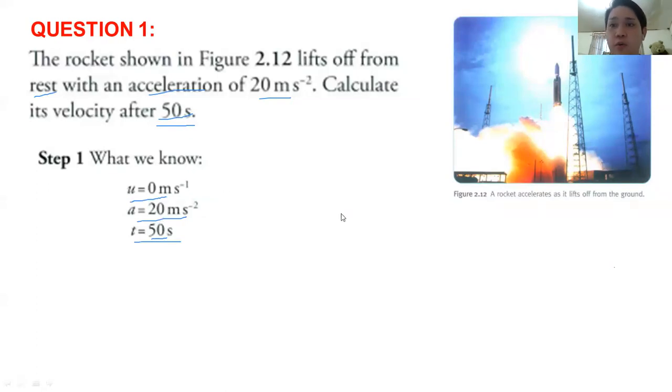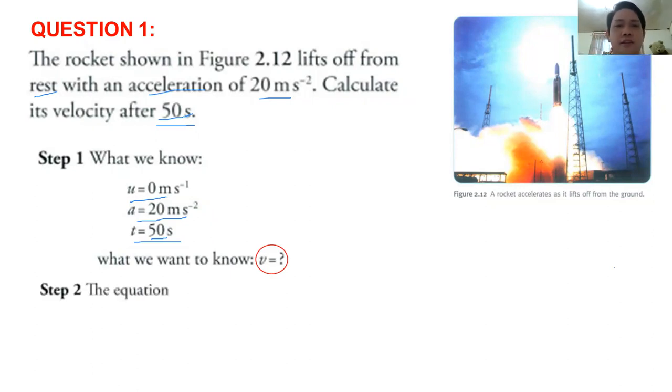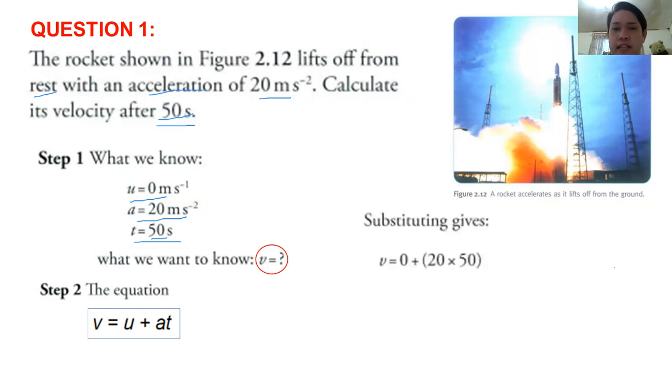Next, we should also consider what we want to know. What we want to know based on the given problem is the final velocity, so v is question mark. Now to solve, we will follow the formula, equation 1, that we just derived a while ago: v is equal to u plus at. Then after that, we can substitute. To substitute, just replace the variables in equation 1 with the given.